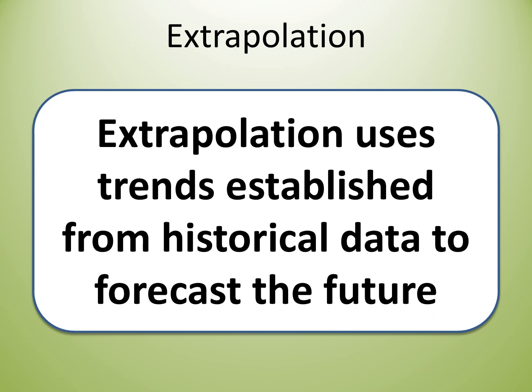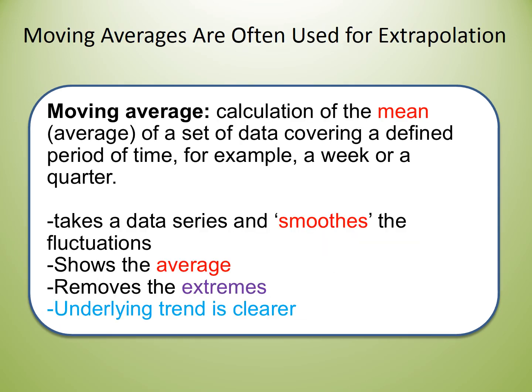The next thing that we would use for interpreting marketing data is extrapolation. This uses trends established from historical data to forecast the future. Basically, it looks at the moving average. It will look at a collection of data, it could be sales, it could be the number of units produced, and it will look for their moving average. So on average, how many sales were made over, say, a quarter? And it will then use that point.